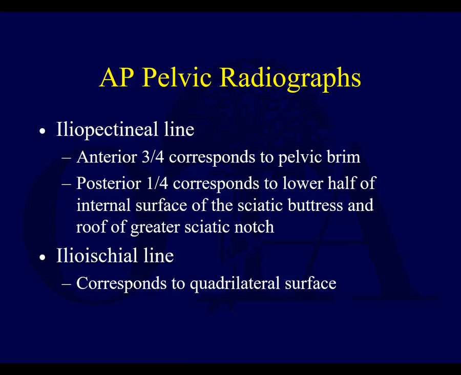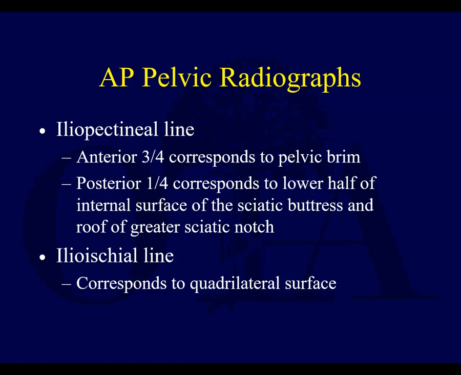Now on the AP pelvic radiograph, the iliopectineal line, it's interesting, you'll have to look at a model maybe to better understand this, but the iliopectineal line really is not one contiguous structure anatomically. It looks like it on X-ray though, right? The anterior 3/4 corresponds to the actual pelvic brim, casting a shadow against much less dense pelvic contents. And then the posterior 1/4 of the iliopectineal line corresponds to the lower half of the internal surface of the sciatic buttress and the roof of the greater sciatic notch. I'll show you this in a second.